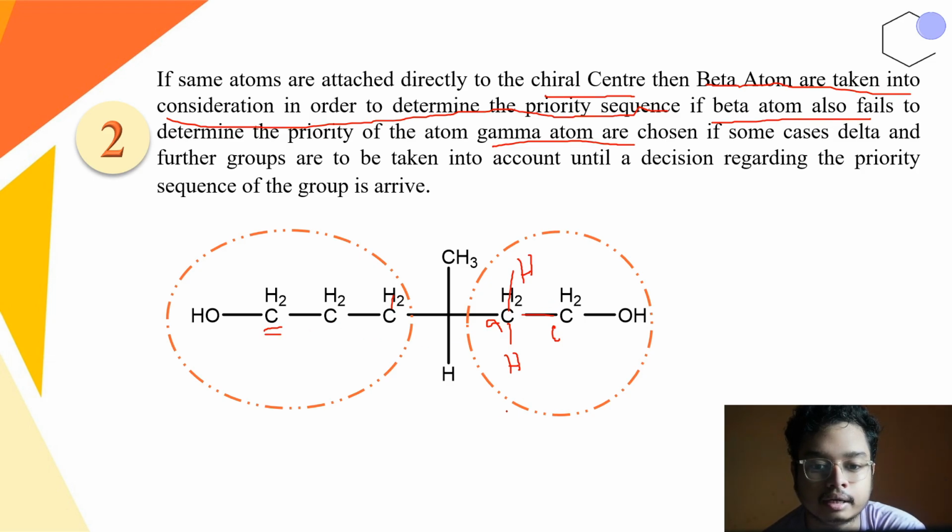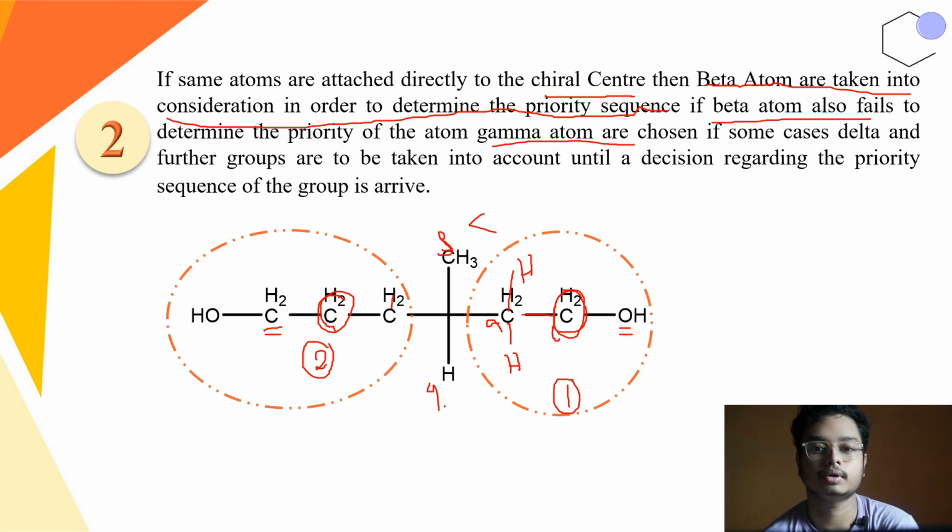So if we consider the priority order between this center and this center, both have hydrogen, but here the carbon is directly attached to the oxygen, and here the carbon is directly attached to a carbon. Now, between carbon and oxygen, oxygen has the highest mass number. That is rule number 1. So this group will get higher priority over this group. This will be priority 1, and eventually this will be priority 2, this will be priority 3, and this will be priority 4.